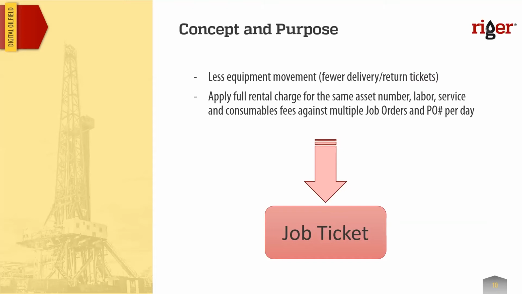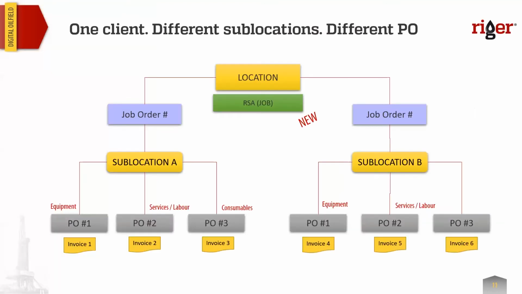And another level of complexity is when we have different job order numbers and purchase order numbers for the same job. And again, equipment should be billed towards these job orders and PO numbers. So the job ticket exactly solves this complex problem. So how does this work?